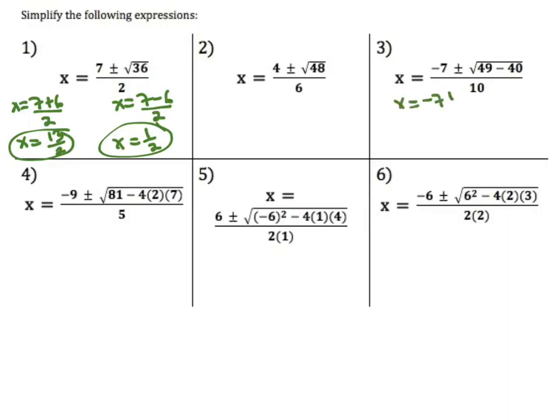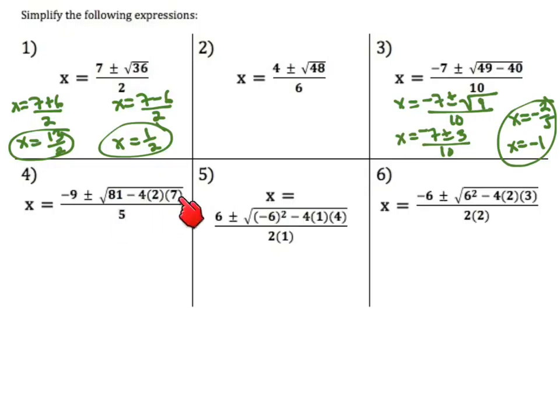For 3, I just simplified what was underneath there. So I end up with x equals negative 7 plus or minus 3 over 10, which means I have x equals negative 7 plus 3 over 10 and x equals negative 7 minus 3 over 10. And when I do the math, I get that.